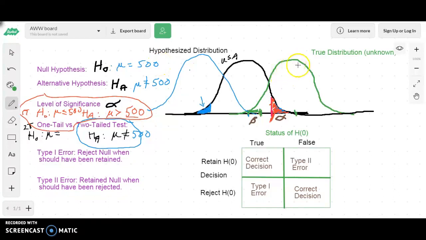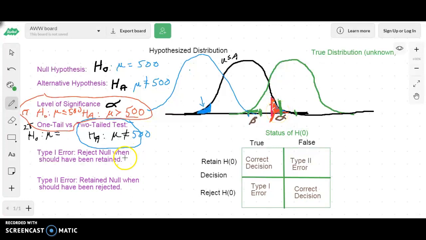Or we can get a sample that ends up giving us a value up in this area. And since this area is greater than where our cutoff was based off of our alpha level, or our level of significance, then we're going to reject the null hypothesis. We're going to say that this is so high up here that we believe that New Jersey actually does have a mean SAT score greater than 500. And if that's the case, then we made a correct decision.